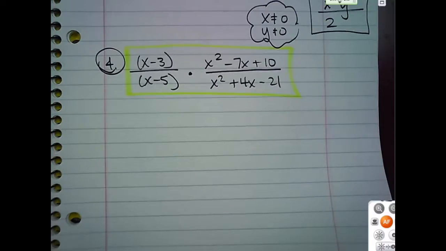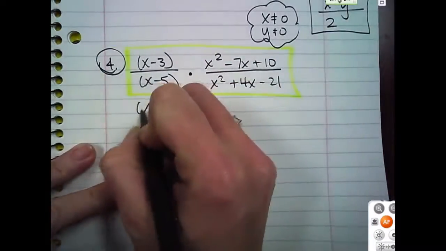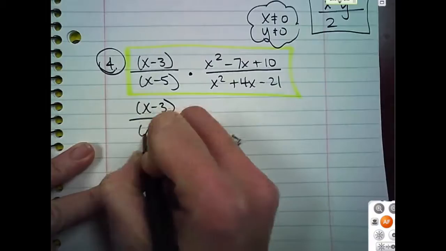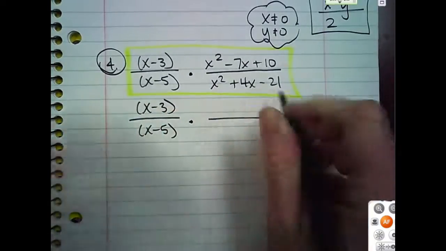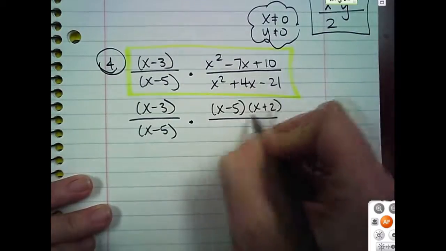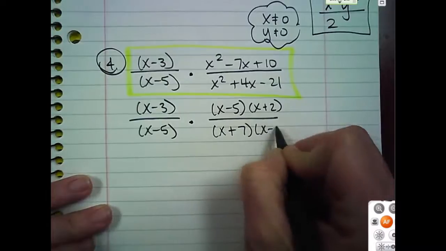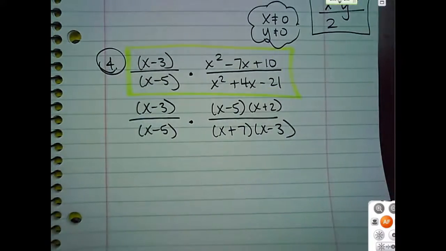So factor the numerator and the denominator of the second fraction right here. So this will stay the same, just x minus 3 over x minus 5 times, I'm going to factor this to give me x minus 5 and x plus 2. This becomes x plus 7 and x minus 3. Now what do you think?